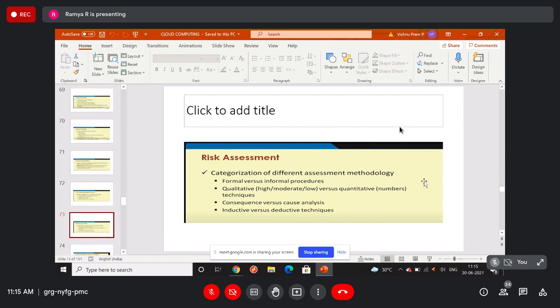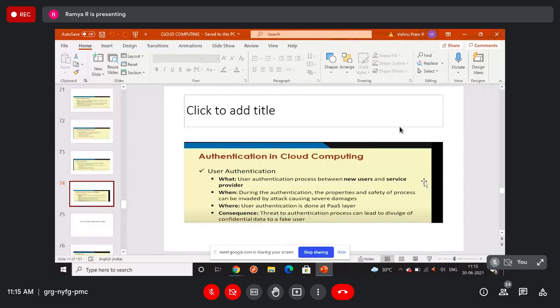Categorization of different assessment methodologies, formal versus informal procedures. These are the risk assessment, and all these things can be taken care of by the cloud providers. Consequences versus cause analysis, they have to analyze these things. Risk assessment, inductive versus deductive techniques. Next, user authentication: what, when, where, consequence. They have to see things like what the user authentication process is between new users and service providers. All of these have to be checked.